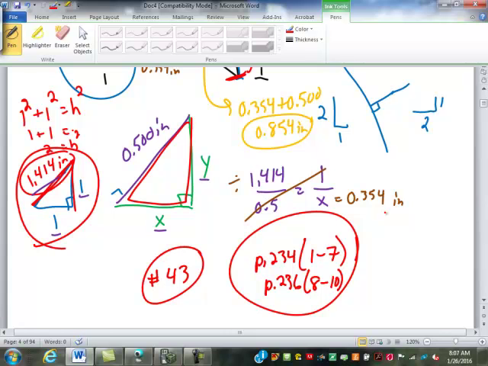Just some more problems with ratio and proportion. And keep working on that other packet. Make sure you are done up through 43 for tomorrow. There will be a quiz tomorrow.